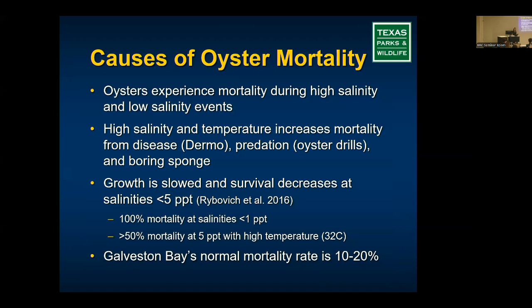On the other hand, salinities lower than 5 parts per thousand decrease the growth and survival of oysters. In a low salinity environment, oysters close their shells and enter anaerobic dormancy, but they can only stay that way for so long. One study found that after about a week of salinities below 1 part per thousand, there was 100% oyster mortality. And at 5 parts per thousand with higher temperatures, mortality was greater than 50%. We estimate that Galveston Bay's baseline mortality rate is between 10 to 20%.